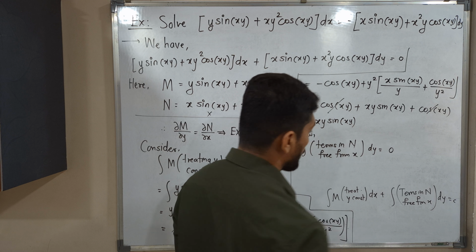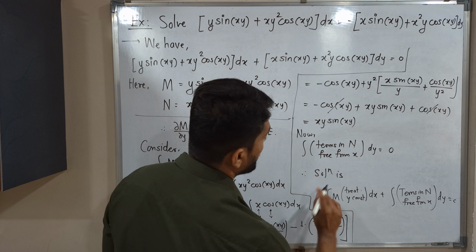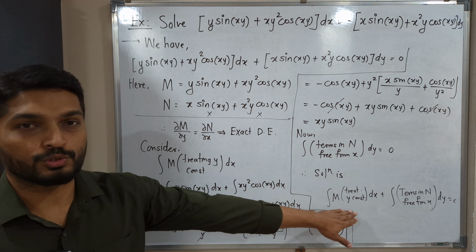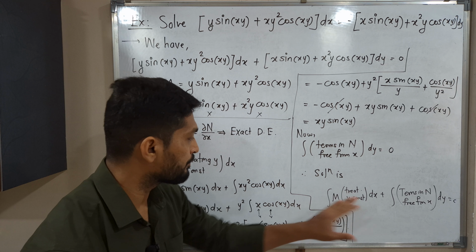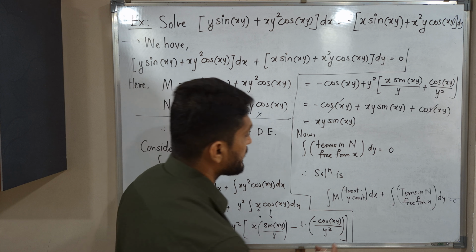Now the solution is, let me write here, therefore the solution is, I will continue with the same. This is the solution. We got its value, its value is xy sin xy. Let me put xy sin xy plus this value of integration, which is 0, no need to write, is equal to c. So this is the required answer of the given exact differential equation.